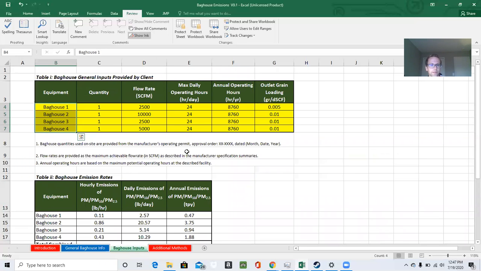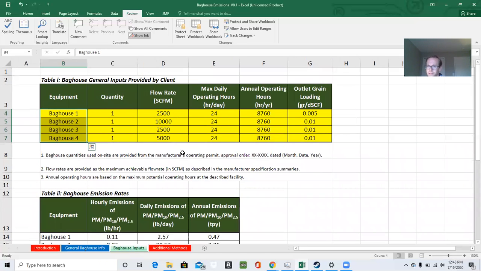So here we just prepared a small template for general inputs. Everything highlighted in yellow we can update.